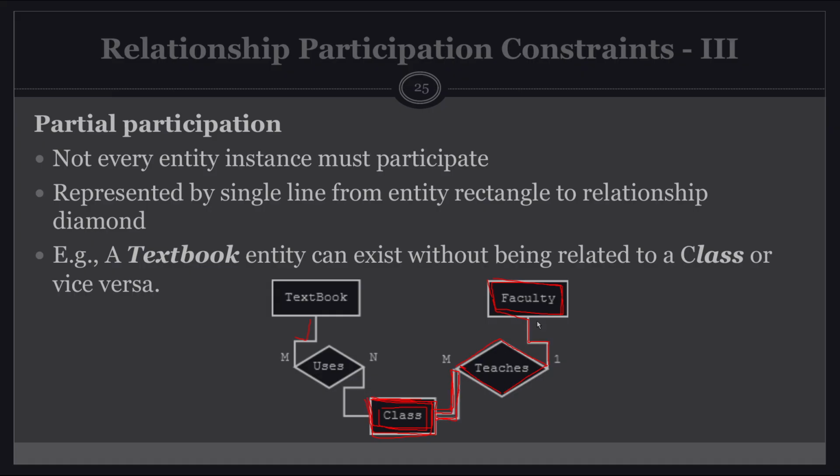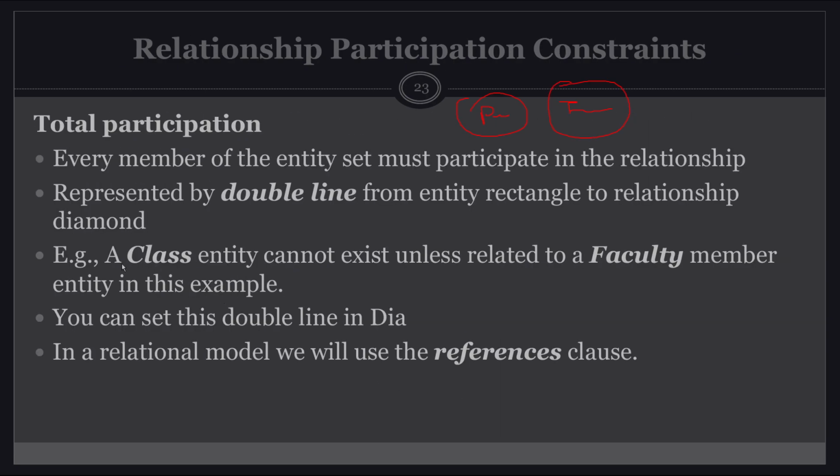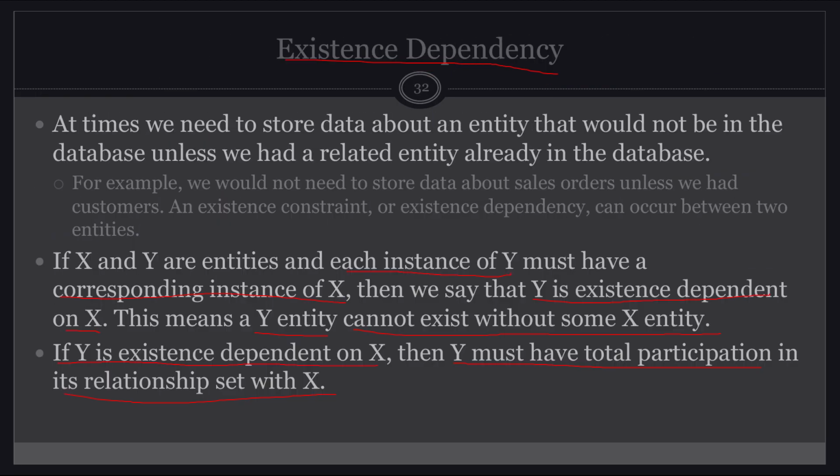Between the class and the faculty entities, the class entity is existence dependent on the faculty entity because you cannot have a class without a faculty member teaching it. And this is shown by the total participation here. The slide actually says it as well: a class entity cannot exist unless it's related to a faculty member entity. Okay, so that concludes the existence dependency.